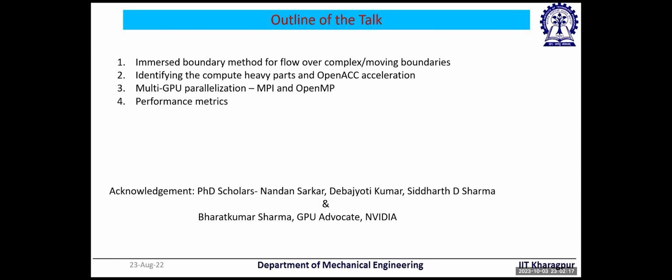This work is mostly carried out by a few of my PhD scholars, Mr. Nandan Sarkar, Devajyoti Kumar, and Siddharth Sharma. And Mr. Bharat Kumar Sharma, GPU advocate at NVIDIA, has very closely monitored this work and helped us in different aspects.